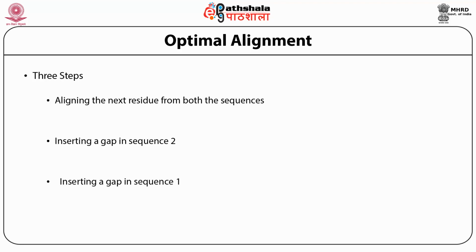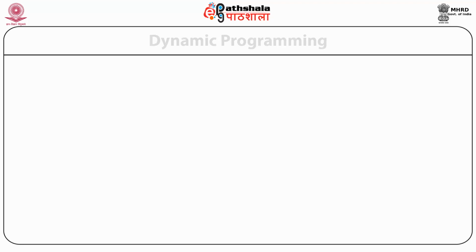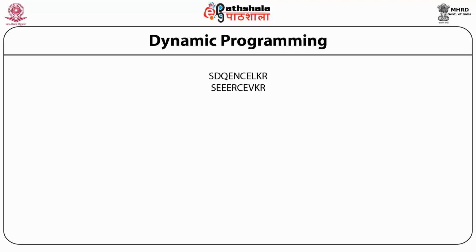Whenever at any step there are 3 possibilities for the current step, and the result of the current step depends upon the result obtained during the previous step, then the dynamic programming algorithm is the best to use. Let us understand dynamic programming algorithm by taking an example of aligning 2 amino acid sequences. These sequences are shown in blue.